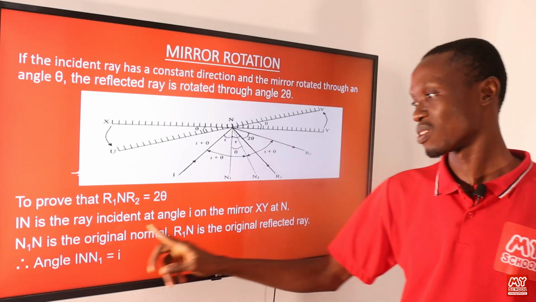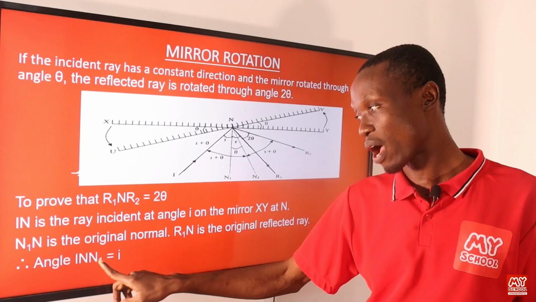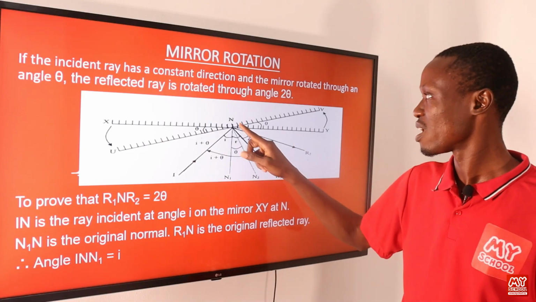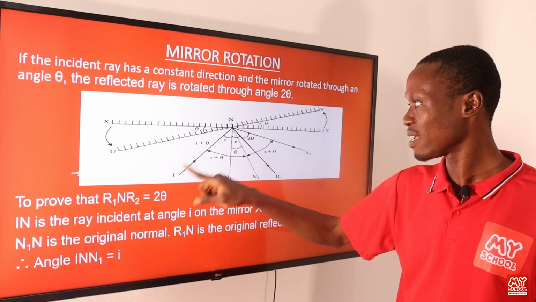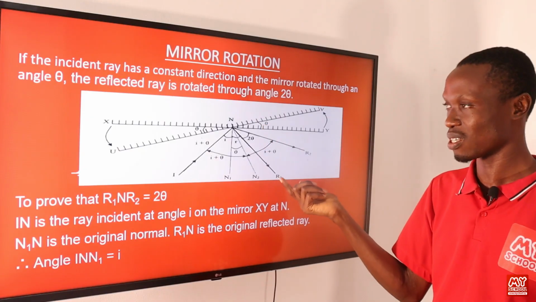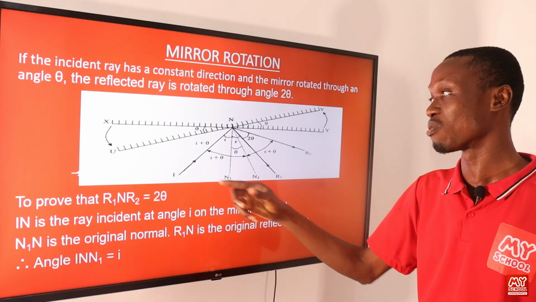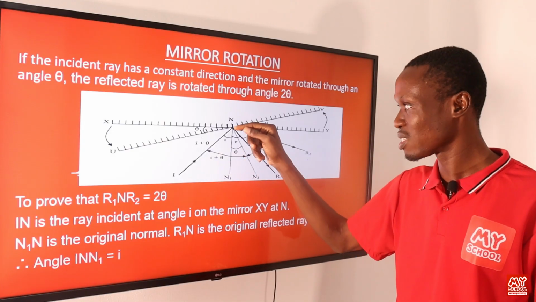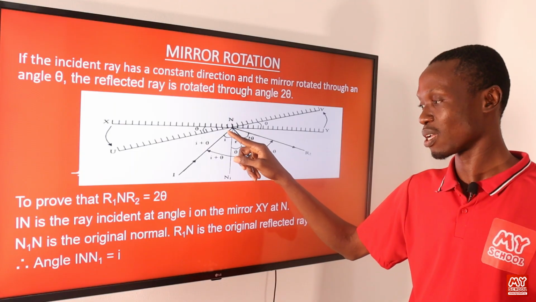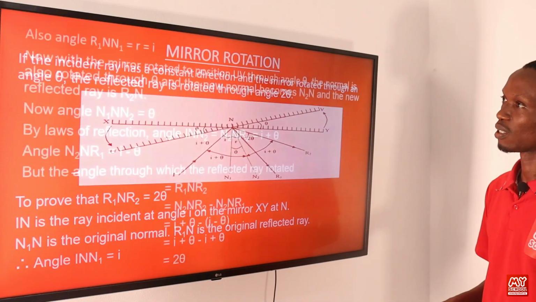Now remember here, therefore, angle IN1 is the angle of incidence. That is NIN1. This place represents the angle of incidence. Now remember that the angle of incidence is the angle between the incident ray and the normal. So this is the normal and this is the ray. Okay, so that angle is equal to i. So let's move to the next slide.